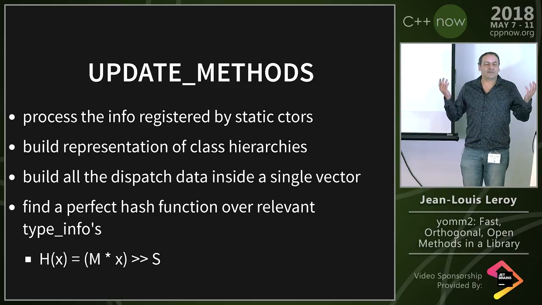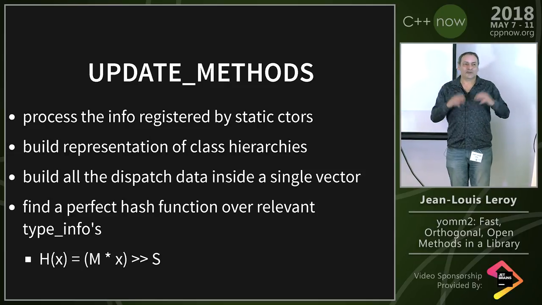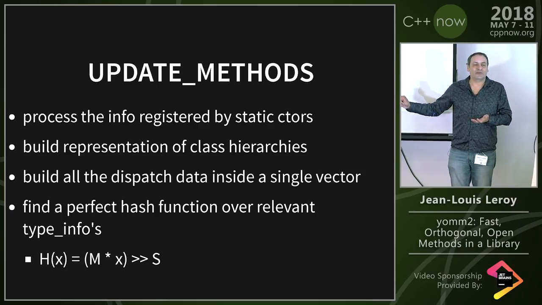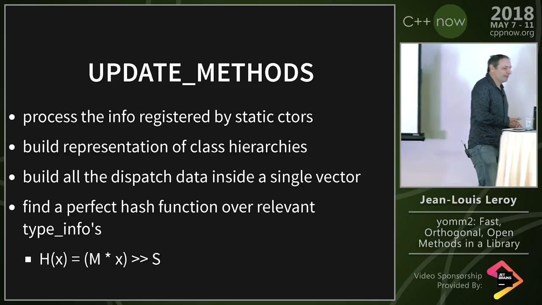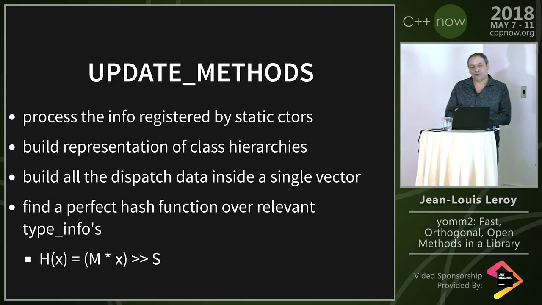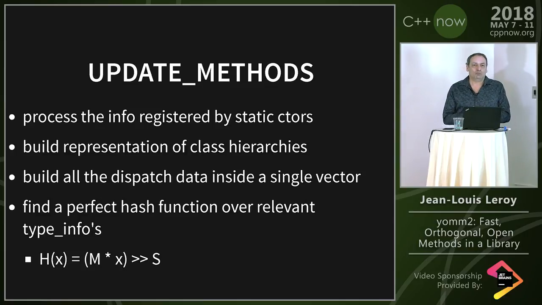And I try a few thousand times to find an M. I draw an M at random, and I apply the hash function to each of the pointers I have, and if I find a collision, then I try again. And it works surprisingly well. Usually the density is around 3/4. I don't really care about the wasted space.